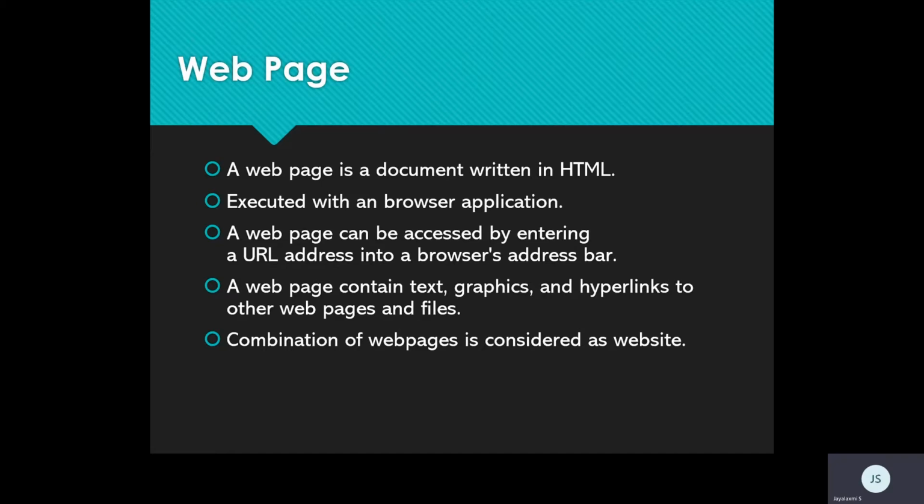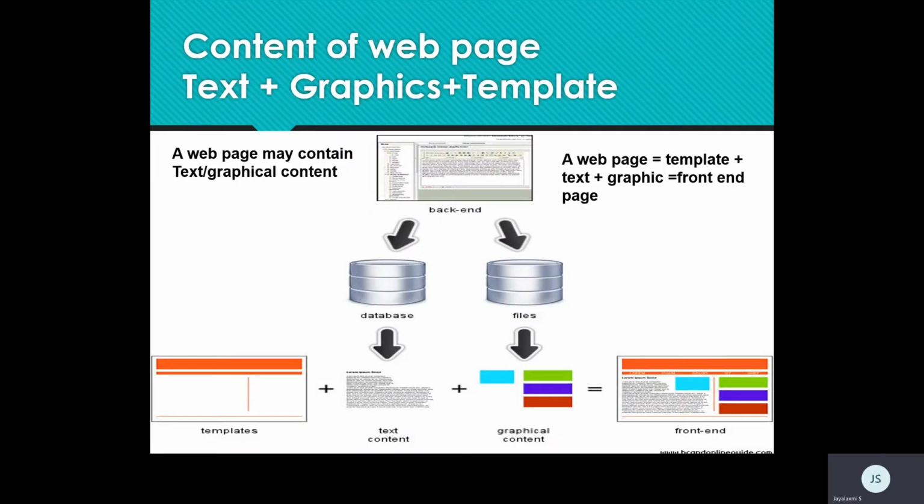This page contains text, normal character or numerical content, and graphics. It may be an image, a video, or an animated object. It may contain hyperlinks, multiple links connecting to different pages. This combination is considered a web page, and the whole set of web pages together is considered a website.